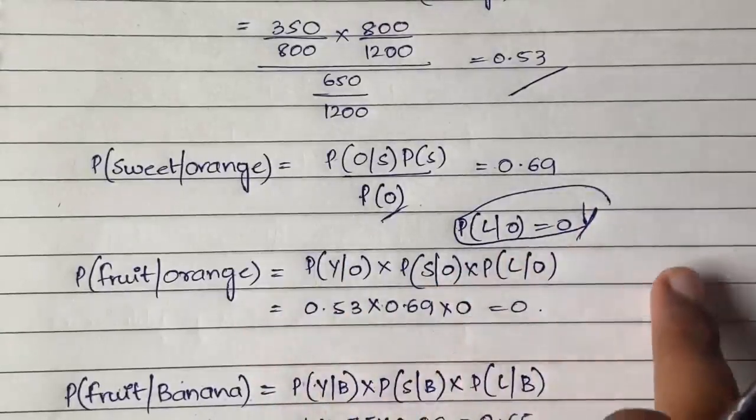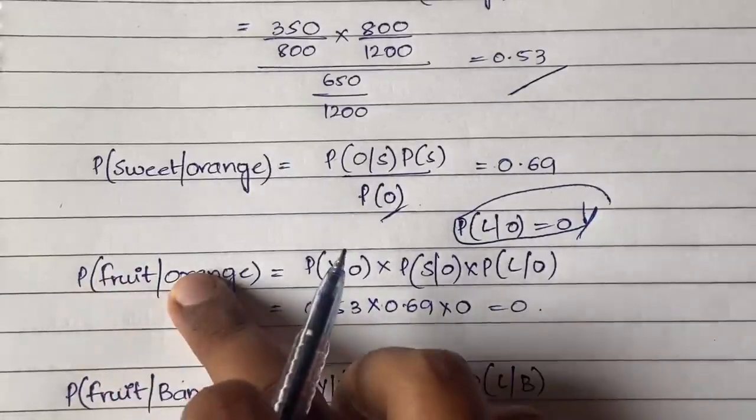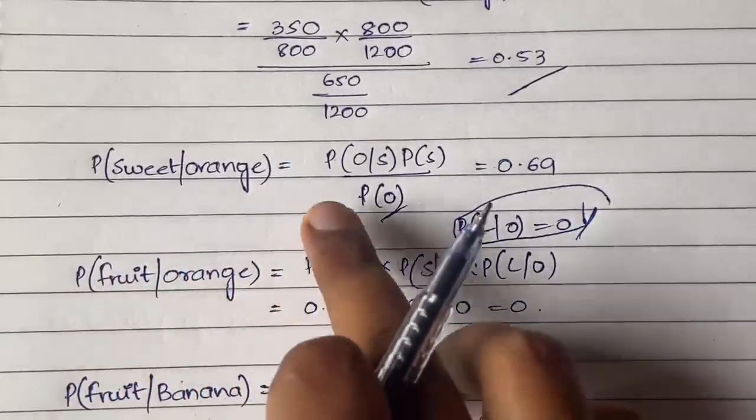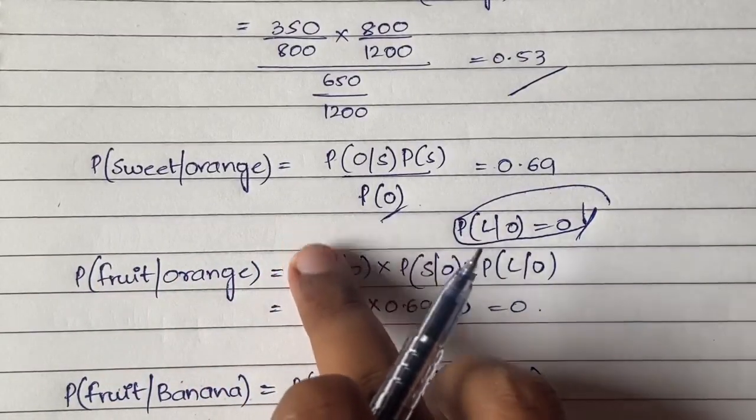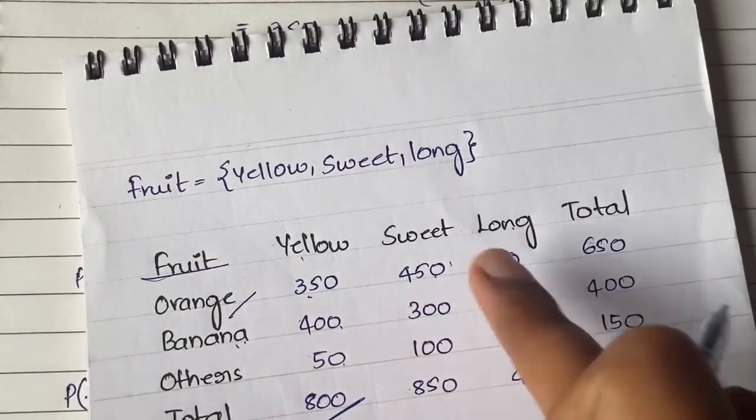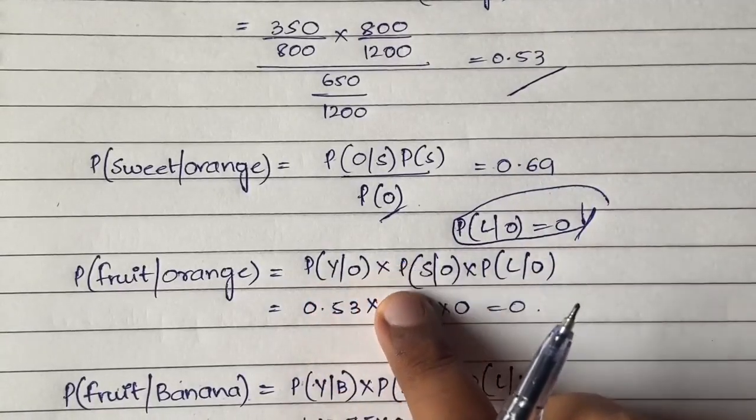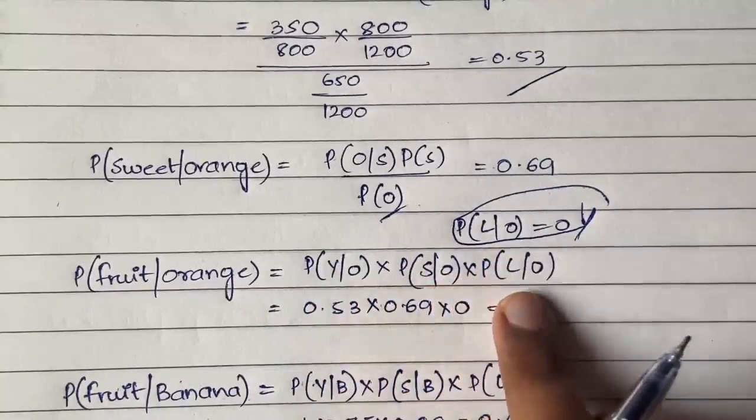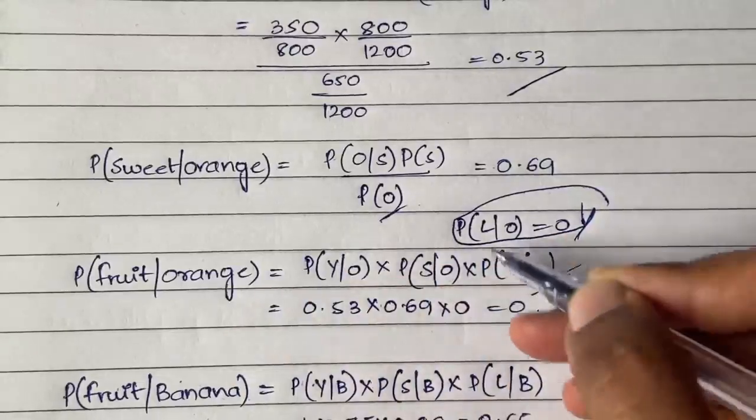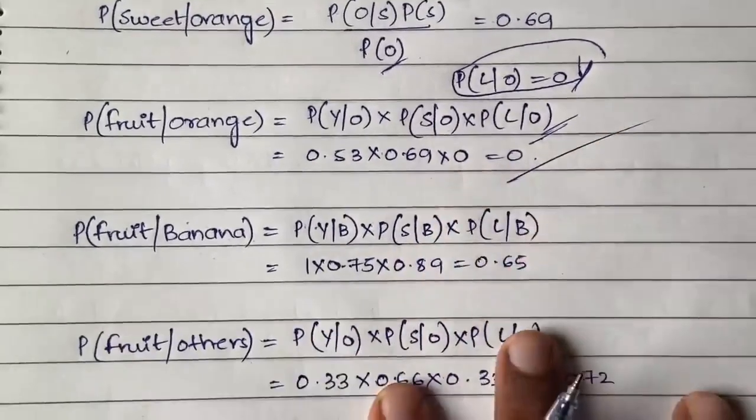So now in order to find out the probability of fruit being an orange, you need to multiply the probability of this into this into this for each and every fruit. So probability of yellow by orange into probability of sweet by orange into probability of long by orange. Since long by orange is 0, you'll be getting the entire answer also as 0. So done. Now the same way you need to find out for banana also.